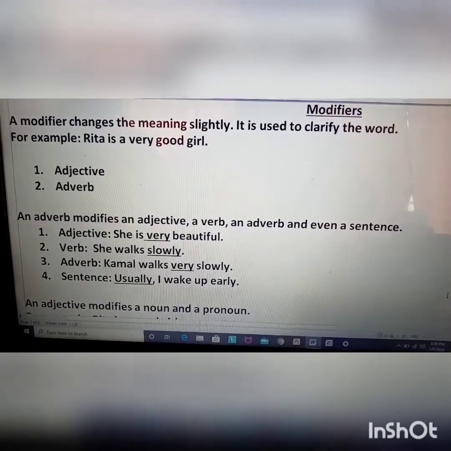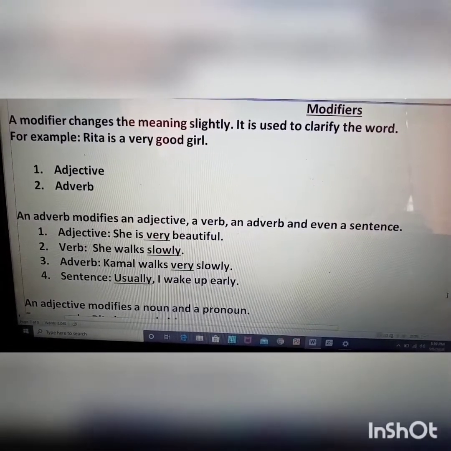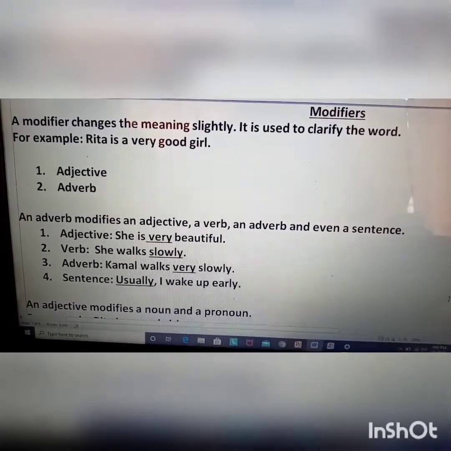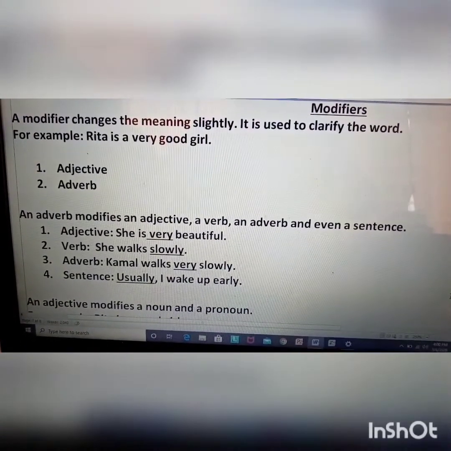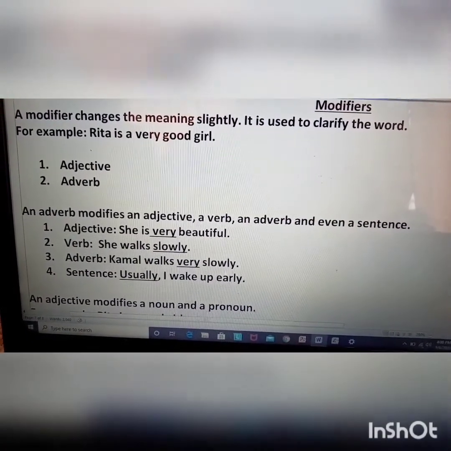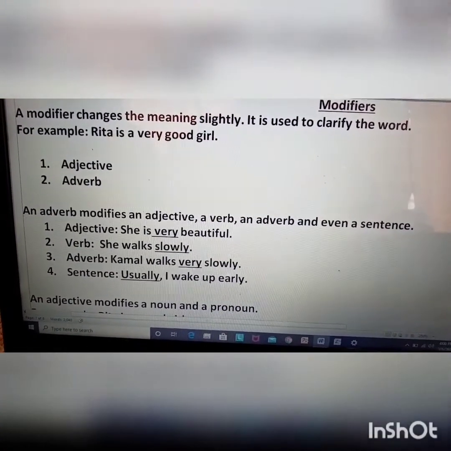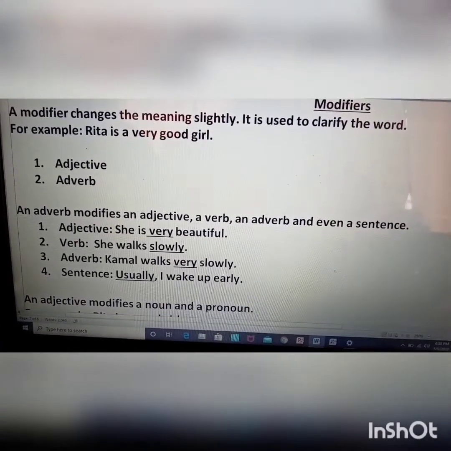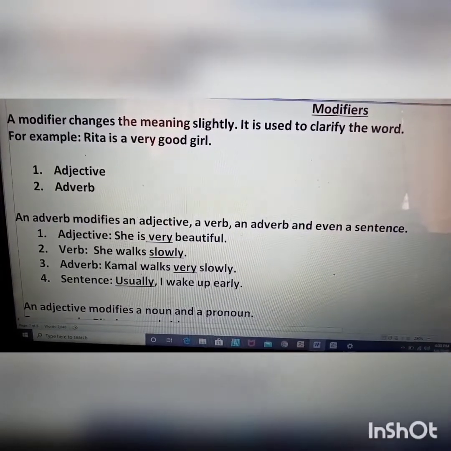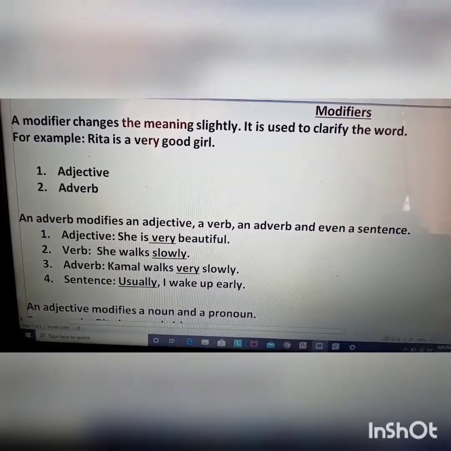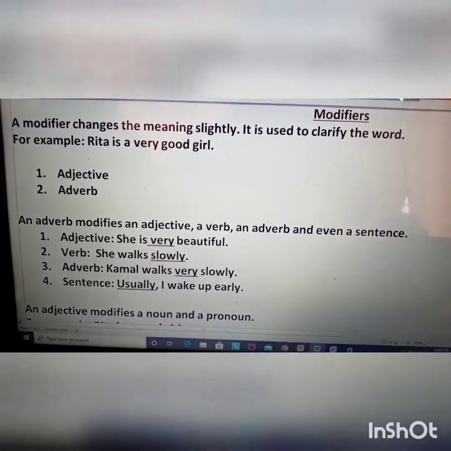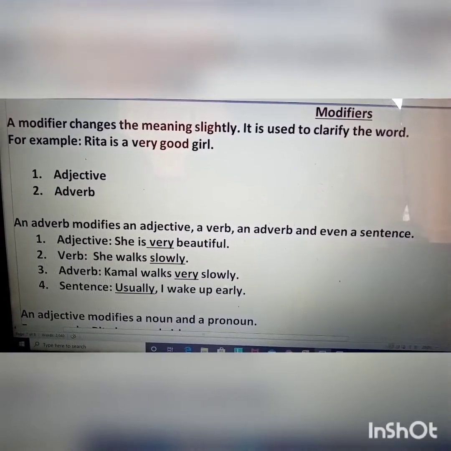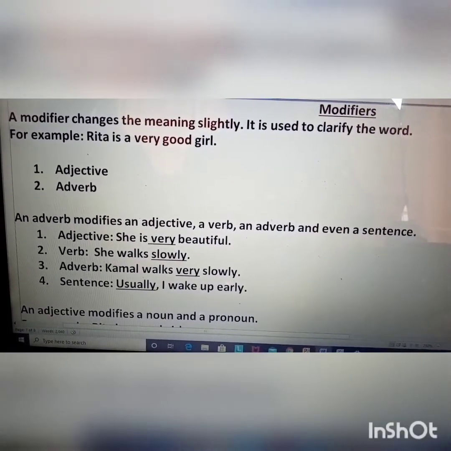So, dear students, here on the screen we can see the definition of modifier. A modifier changes the meaning slightly. Actually, it is used to modify the meaning or to clarify the meaning more clearly. For example, if we say Rita is a girl, then the idea about Rita will not be clear to us. If we say Rita is a very good girl, the idea about Rita will be clear to us. So here, before girl, we have used very and good. So, very and good both are the modifiers of girl.